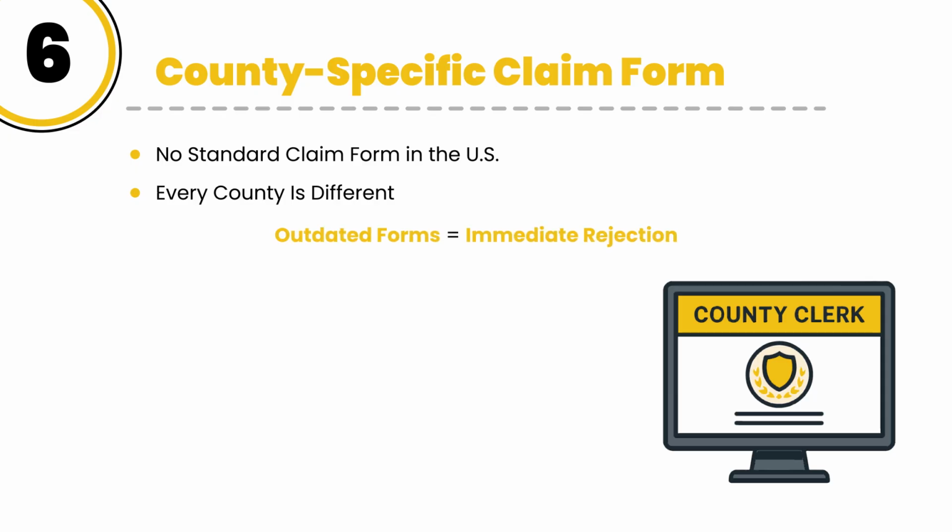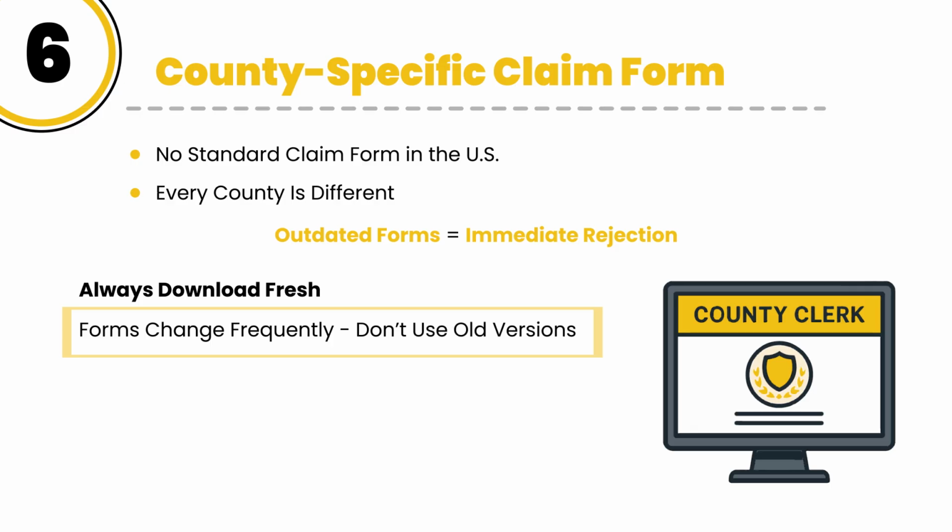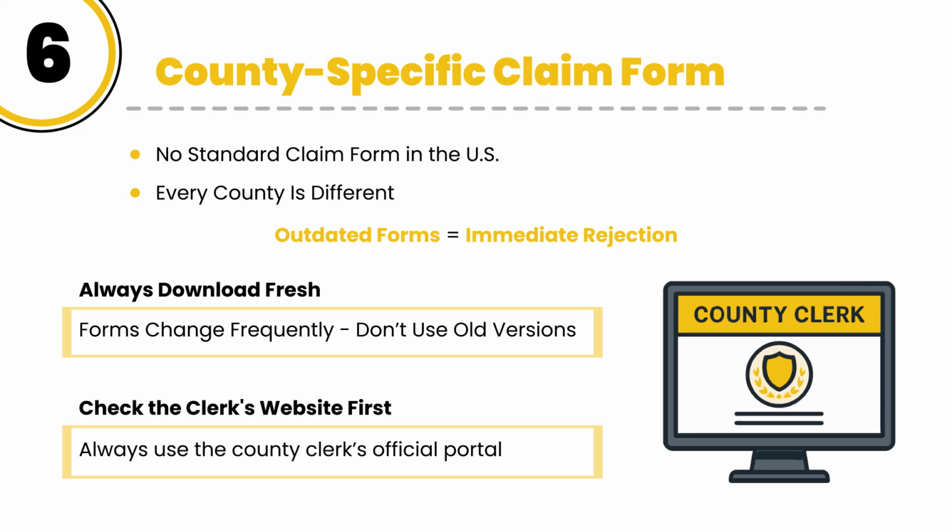The very first thing you do when you start working in a new county is go to that county clerk's website and find out exactly what they use. Download it fresh every single time. Do not pull a saved copy from 6 months ago, as the forms change without notice. And submitting an outdated version is one of the most common reasons claims get rejected before they are even reviewed.